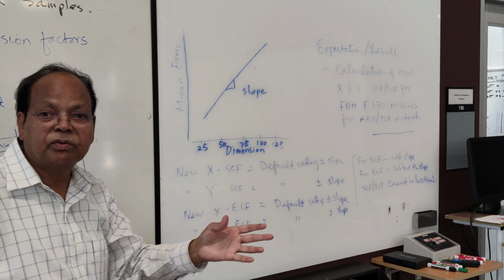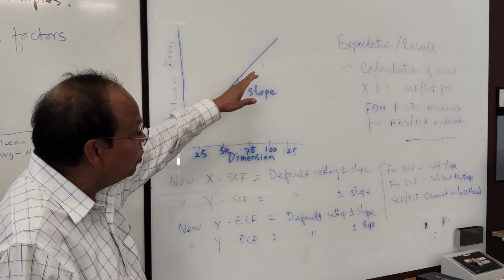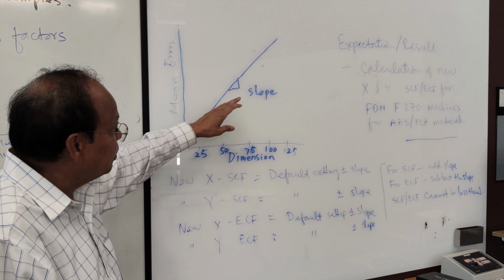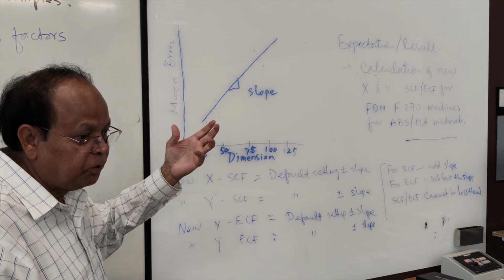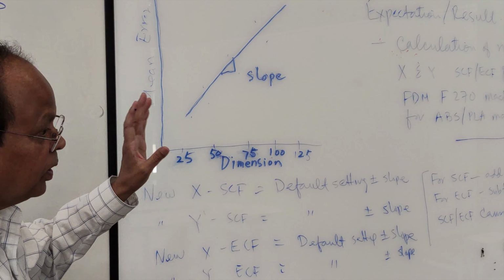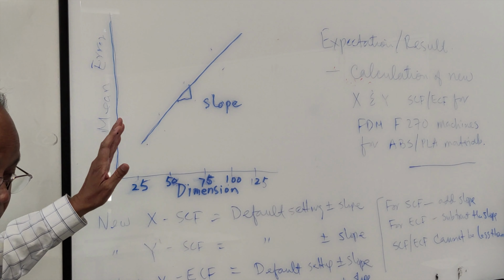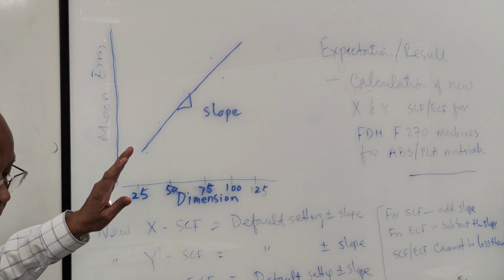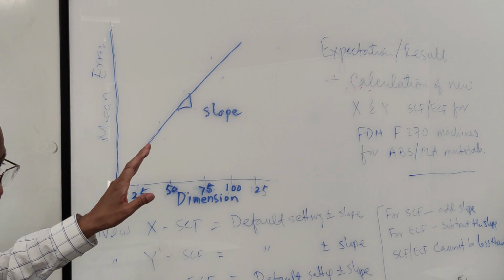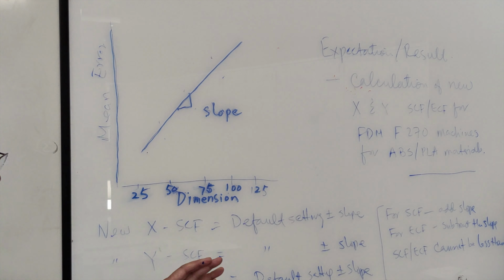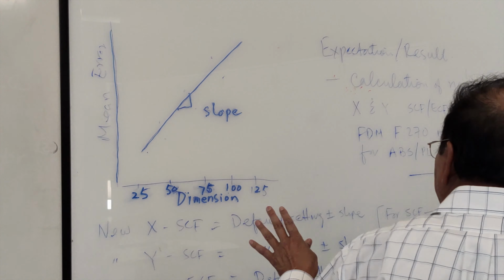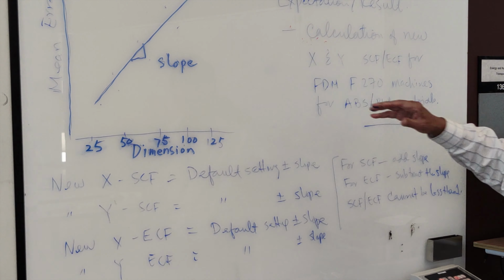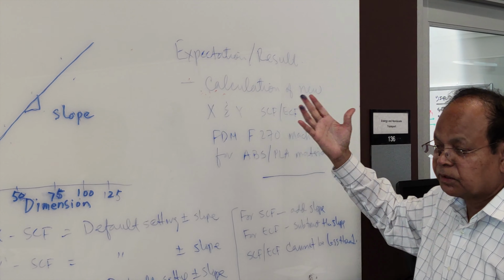So when you plot this mean error versus the dimensions for Christmas tree A, the slope will look like that. And from the slope, your Excel sheet will already give you a slope. And so our goal is to find this slope for both x and y directions. We are not measuring any dimensional error in the z direction, because the accuracy in z direction is pretty good for rapid prototyping. So once we have found the slope, then we are going to calculate the new shrinkage factor.